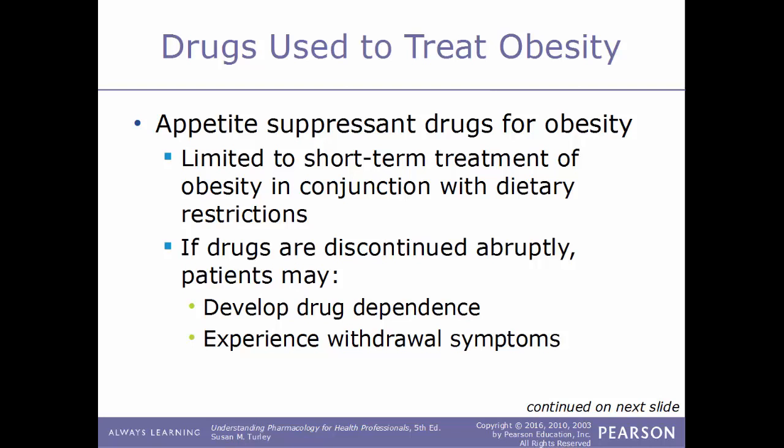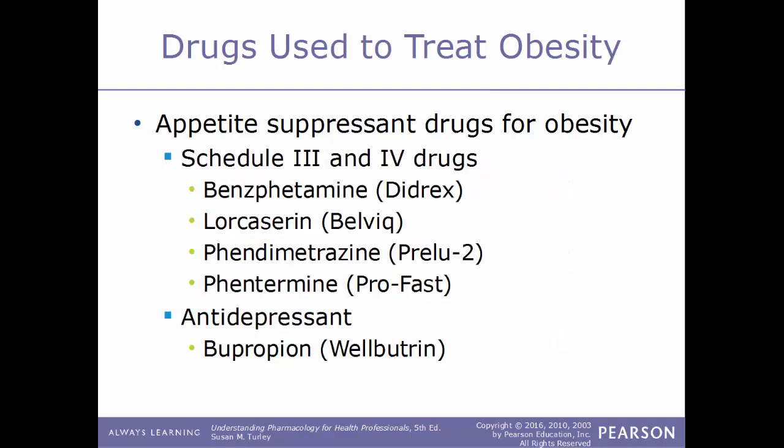And if these kinds of drugs are discontinued abruptly, the patients may develop a drug dependence or could experience withdrawal symptoms. So appetite suppressant drugs are classified as Schedule 3 and Schedule 4 drugs. Some examples of this would be benzphetamine, which is sold under the name Didrex, lorcaserin, which is sold under the name Belviq, phentermine, which is sold under the name Pro-Fast, and phentermine, which is sold under the name Adipex-P.